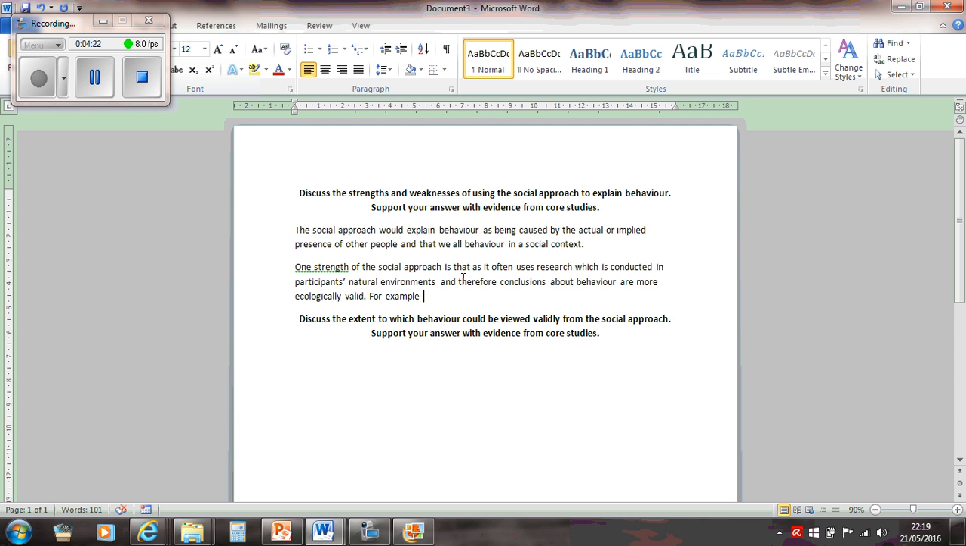Next year when you study Piliavin, that was done on a New York subway, and you could use that as an example to support the point, because it's natural behaviour. But the only studies that we've looked at in the social approach so far are Milgram, which is in a lab setting, and Bocciaro, which is a controlled setting. However, it's the Dutch students' natural environment because it's their university and they're used to being in lectures and things like that. So that's the one that we're going to use.